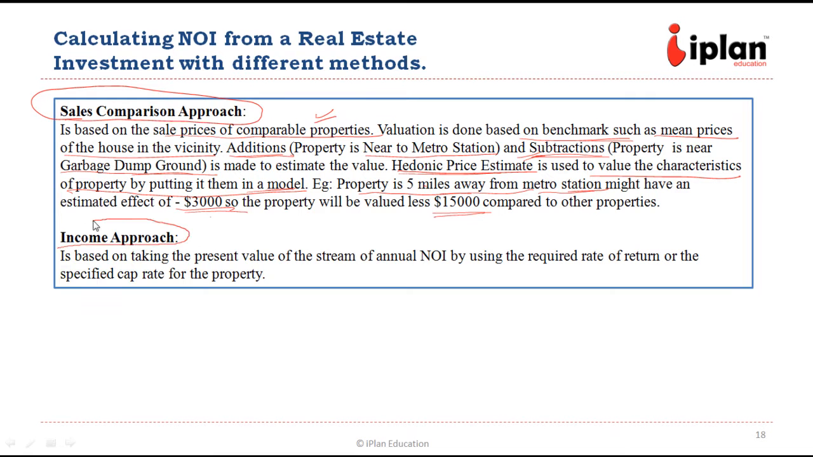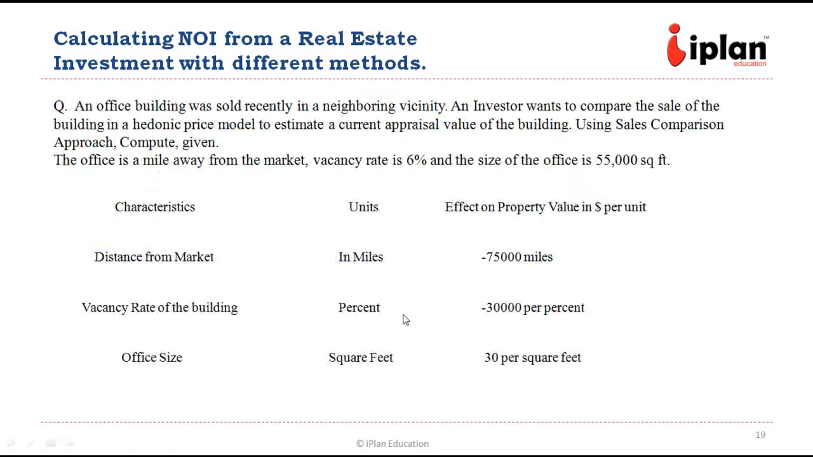Another approach is the income approach, where we look at the present value of a stream of annual net operating income, and we use the required rate of return or the specified market cap rate for that property, and from NOI we can calculate the value of the property. So we can use either the required rate of return or the market cap rate. Using either of them we can find out the value of the property. Now let us take an example.